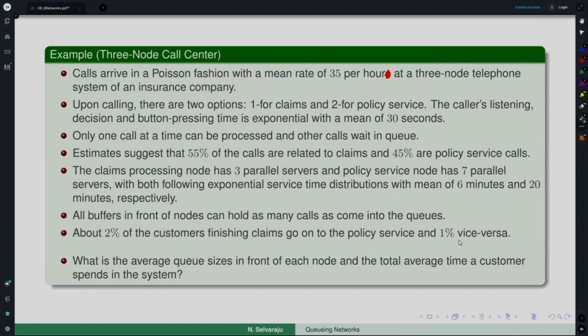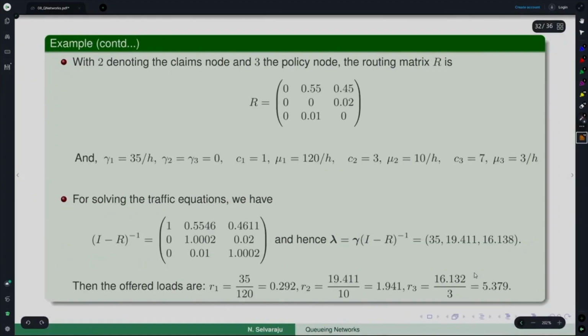Now, what is your interest? You want to know the average queue sizes in front of each node: at claims, at policy service, and at node 1, which is from outside when the call comes. In all these nodes, what is the average number in the system? Here queue size means the system size, not just the number in the queue. And what is the total average time a customer spends in the system? That is your interest.